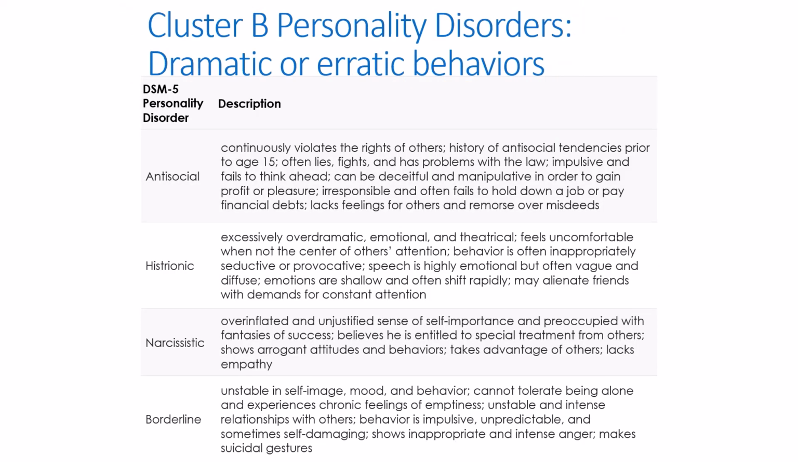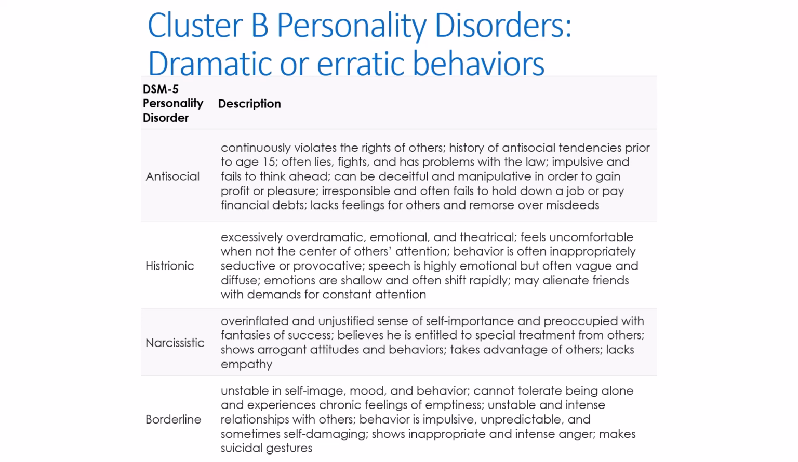Cluster B personality disorders are characterized by dramatic or erratic behaviors. Those with antisocial personality disorder continuously violate the rights of others. They have a history of antisocial tendencies prior to the age of 15 and often lie, fight, and have problems with the law. They are impulsive and fail to think ahead, and lack feelings for others and remorse over their misdeeds.